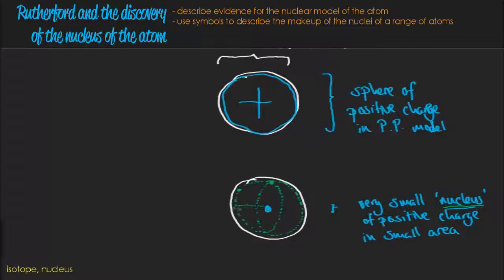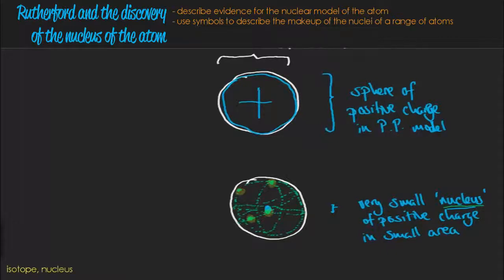This nucleus was seriously small. So small, in fact, that if a football was the size of the nucleus, the first electron would be around 3 kilometers away. The vast majority of the atom was just empty space.